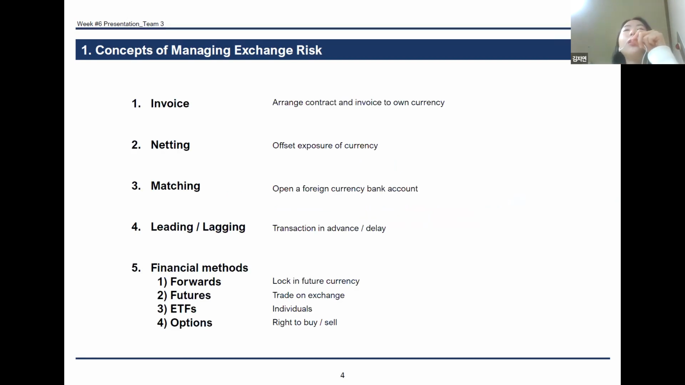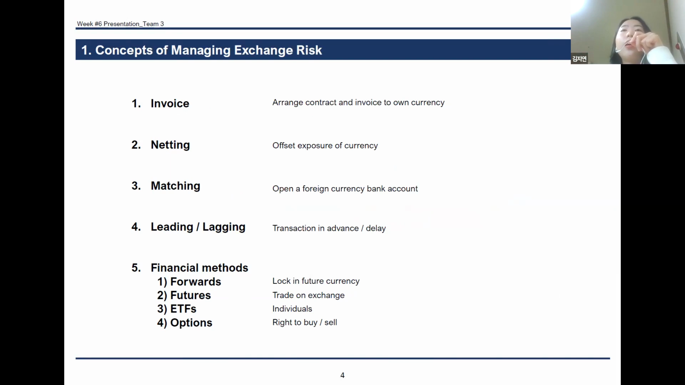Then how can we manage this exchange risk? These are five methods listed. First, the invoice. It is the way of arranging for the contract and the invoice to be in your own currency. It'll shift all exchange risk from you to the other party. So it means that the other party will get all the risk along with price and other payment terms.